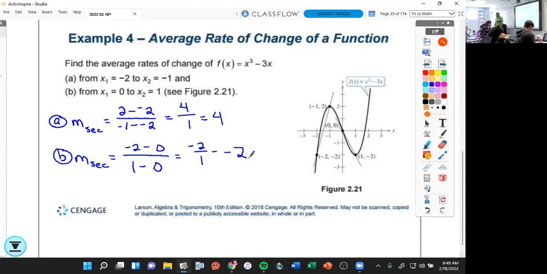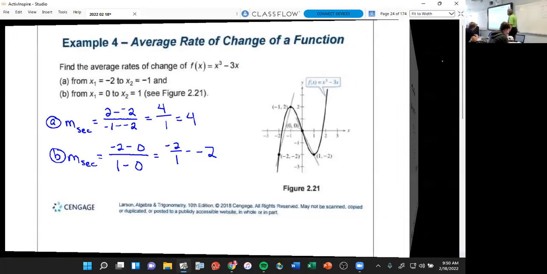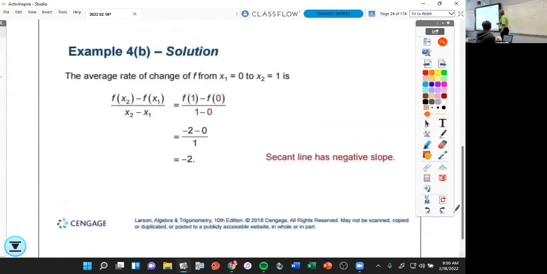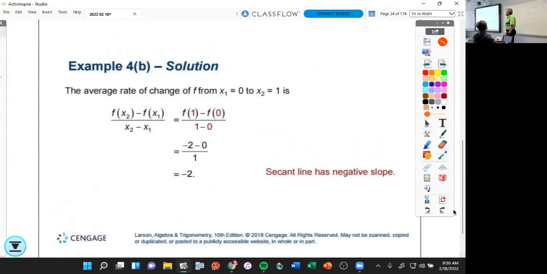Does that make sense? Yes, no? Okay. Does that line look not as steep as the first line? Okay. Is that line going down, giving us a negative slope? Yeah, okay. So there's their first one. And there's their second one.